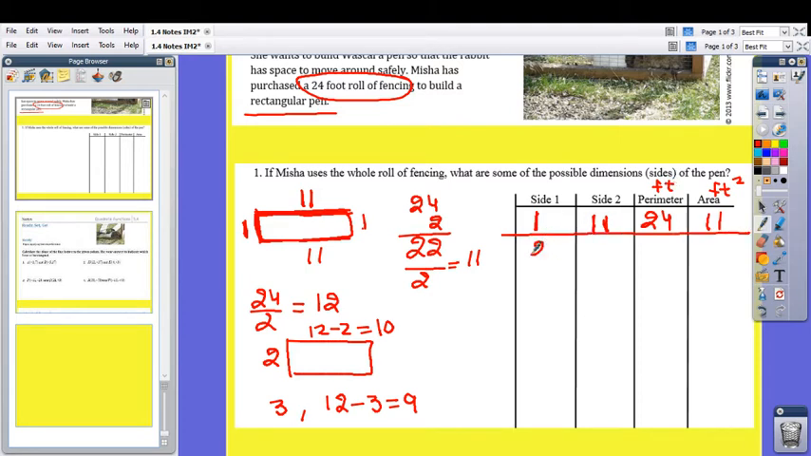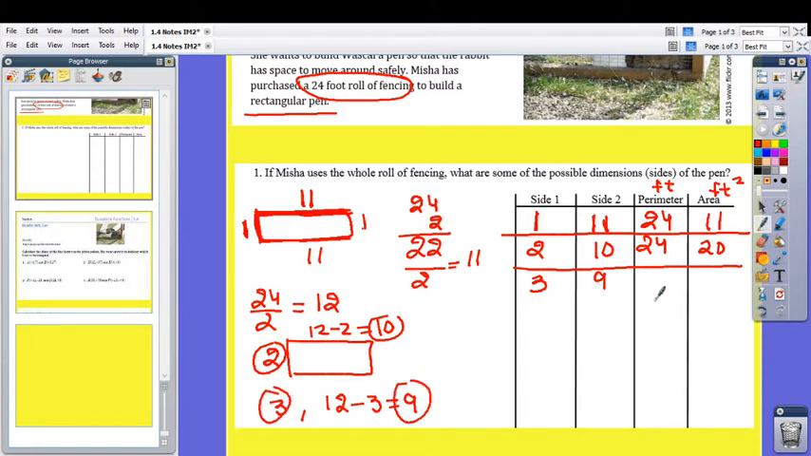Now when one side is 2, then the other side will be 10 and the perimeter is not going to change, and the area will be 2 times 10, so 20. Then if it is 3, then this will be 9, and perimeter is 24 and the area will be 27. When this is 4, then this will be 8. If you see, there's a pattern. If this is going up by 1, this is going down by 1.